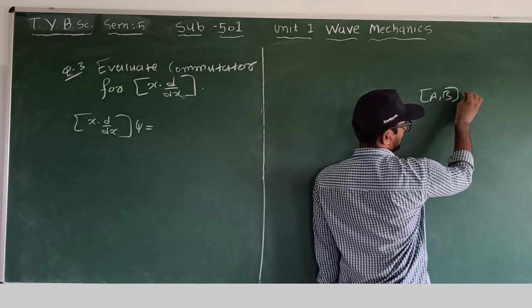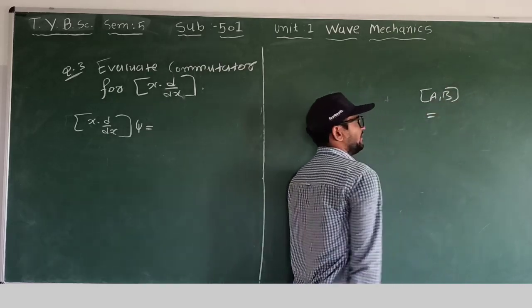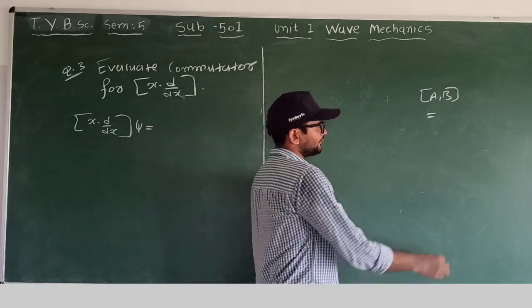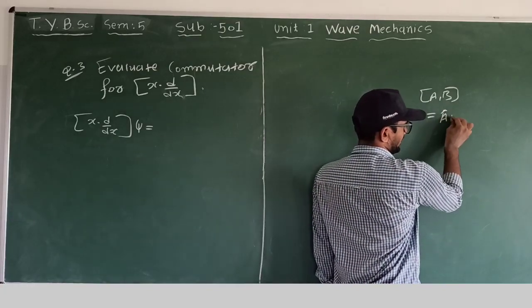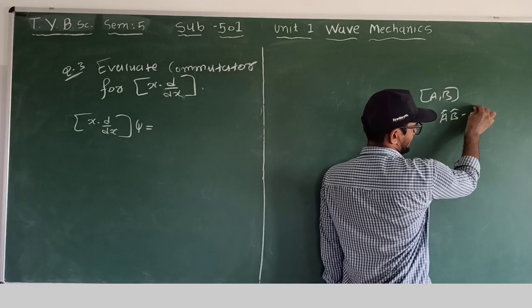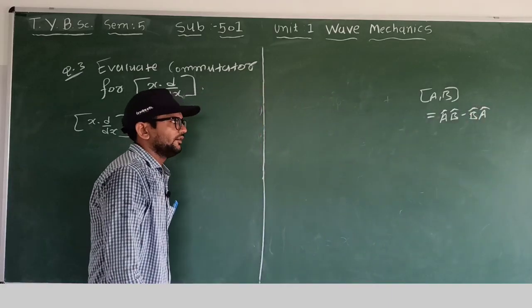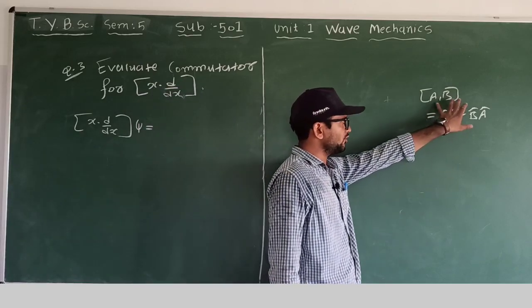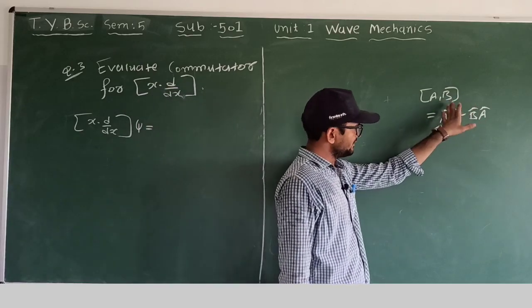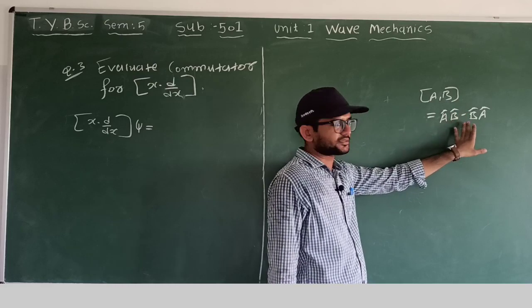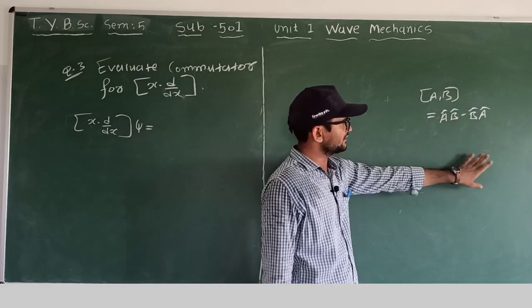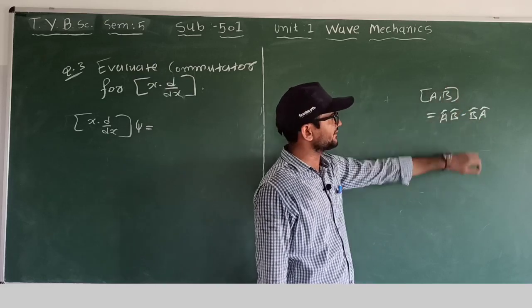for the commutator operator [A, B] is equal to A cap B cap minus B cap A cap. So if two operators A and B are commutator operators, it gives the result A cap B cap minus B cap A cap. This is the condition of the commutator operator.